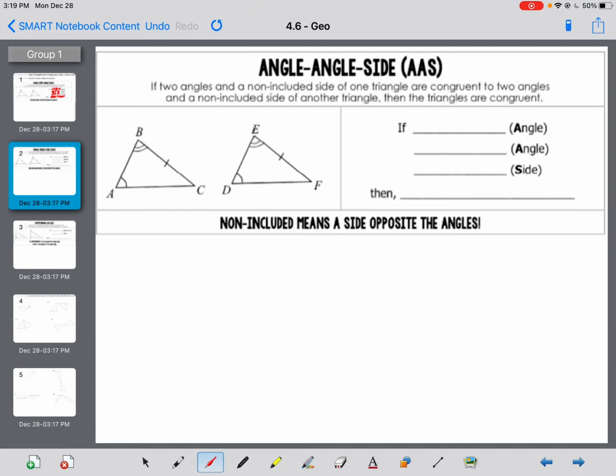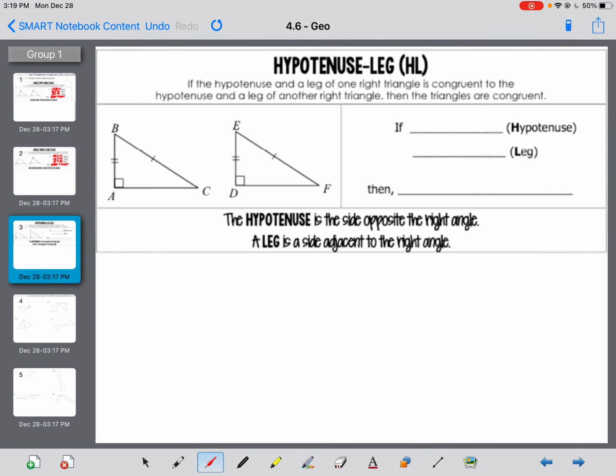Angle, angle, side. If two angles and a non-included side, so this is when the side is not inside the angles, then they're congruent. So if angle A is congruent to angle D and angle B is congruent to angle E, and BC is congruent to EF, then triangle ABC is congruent to triangle DEF. Not included means it's not between them. They're not sharing a side.